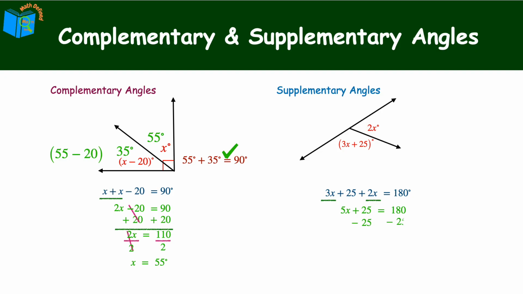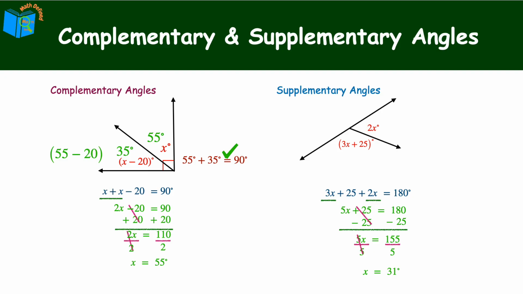Then subtract 25 on both sides. 5x equals 155. And finally, divide both sides by 5. X equals 31 degrees. Now we can find each angle measure by substituting 31 degrees in place of x.